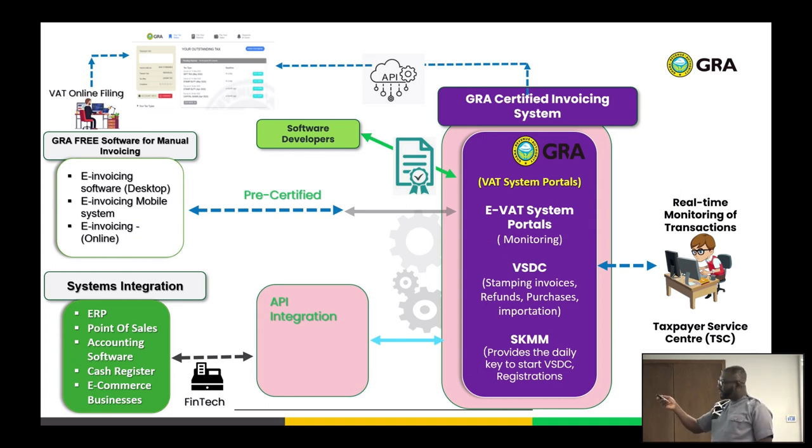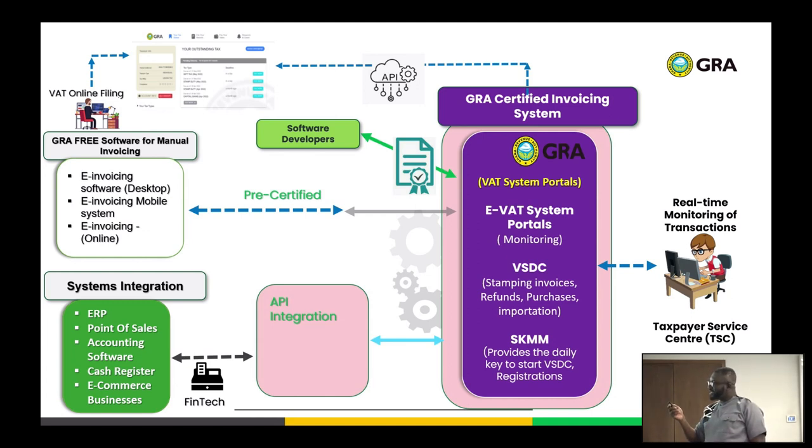The green at the bottom is for taxpayers who already have their own invoicing systems. So ERP is an enterprise resource planning system. Point of sale is just what you see at the tills or at the supermarket when you go to purchase. We have accounting software. These are various systems that taxpayers have or use.